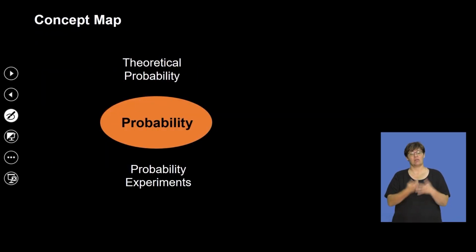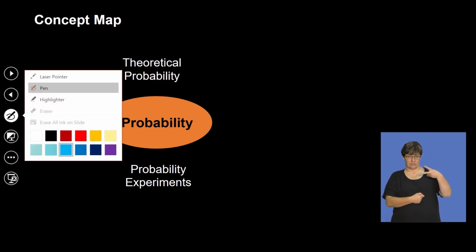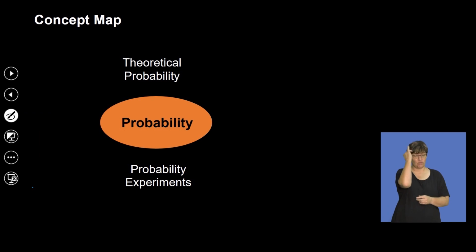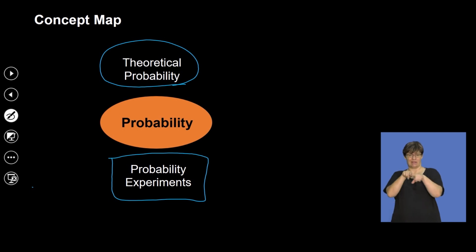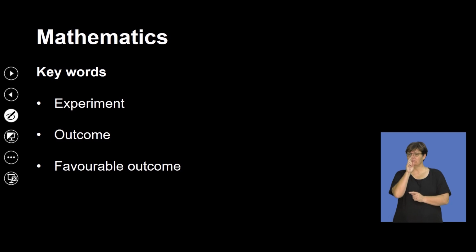So as I said to you, there are two ideas we're going to be looking at. The idea of theoretical probability, how do we calculate it? And then doing some probability experiments. But before we get into those, let's have a look at some key words. We've spoken about the word experiment. An experiment in this context has a very particular meaning.